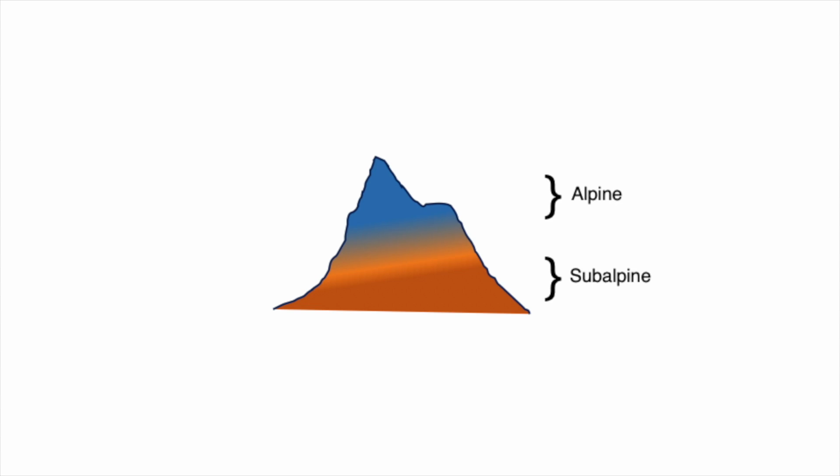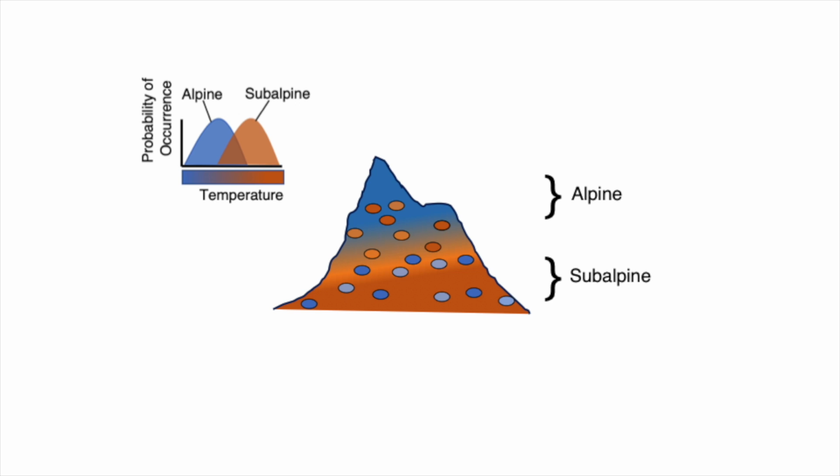The alpine and subalpine are typically thought of as two distinct thermal environments. However, this might be an oversimplification. Heterogeneity in the landscape, such as that due to topography, can lead to pockets of temperatures that might not be typical to the general trend. These pockets, or microclimates, lead to an overlap in the temperatures experienced in the alpine and subalpine.